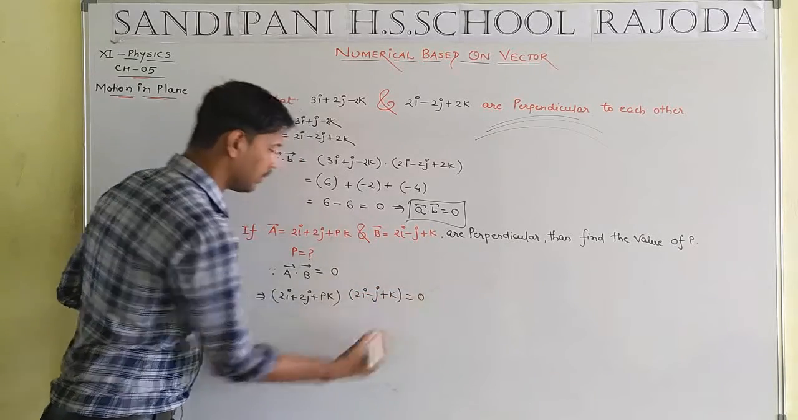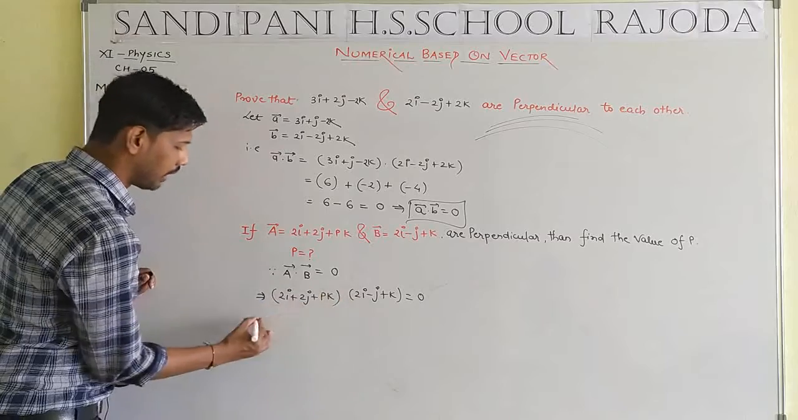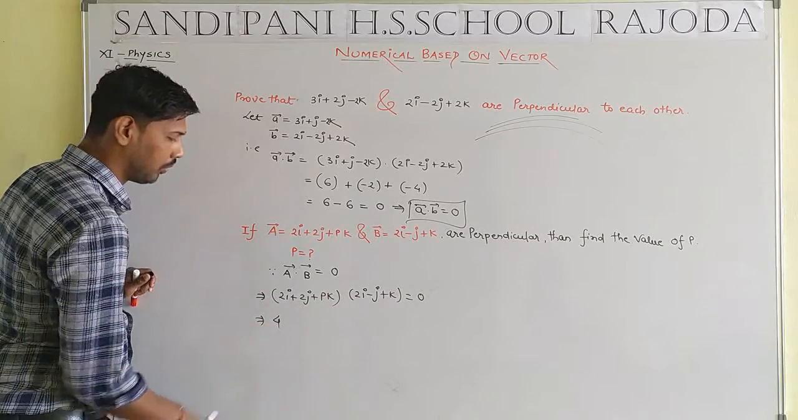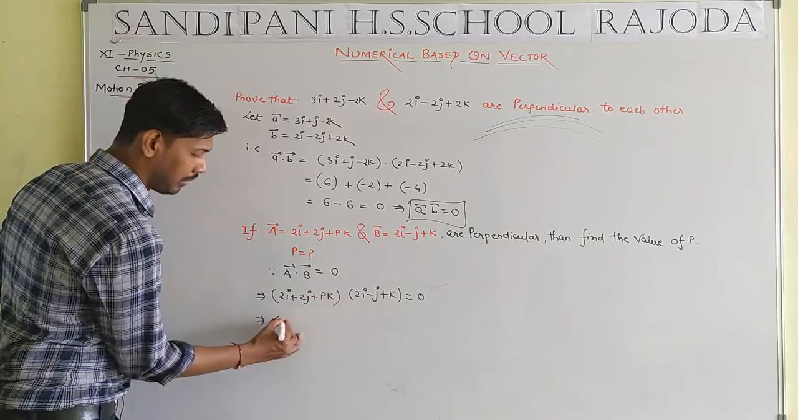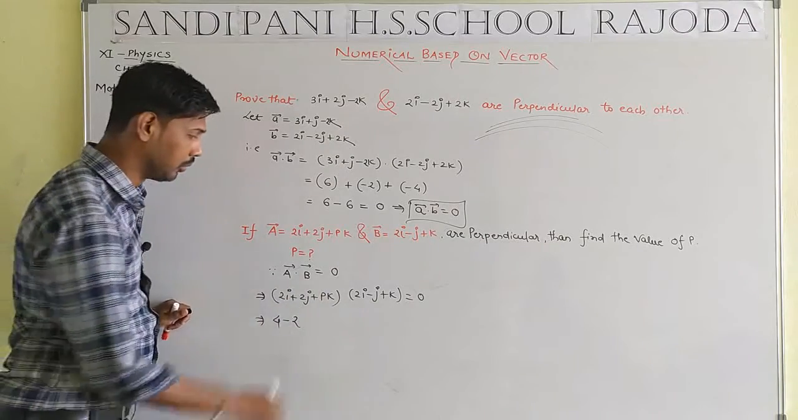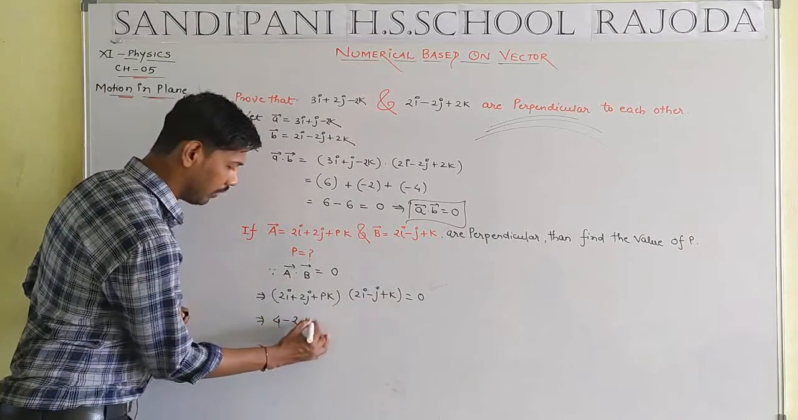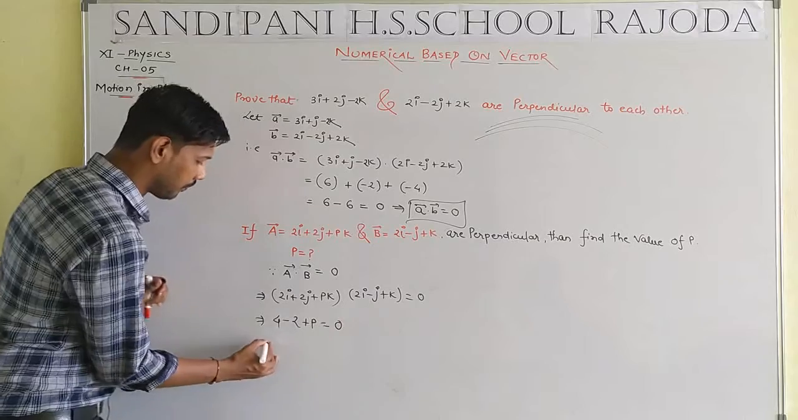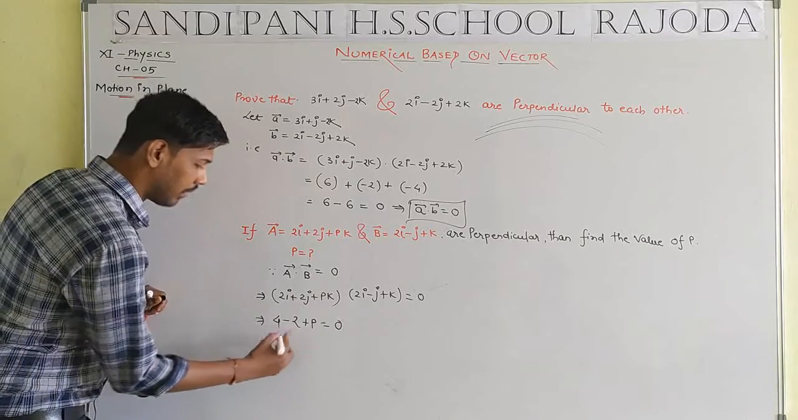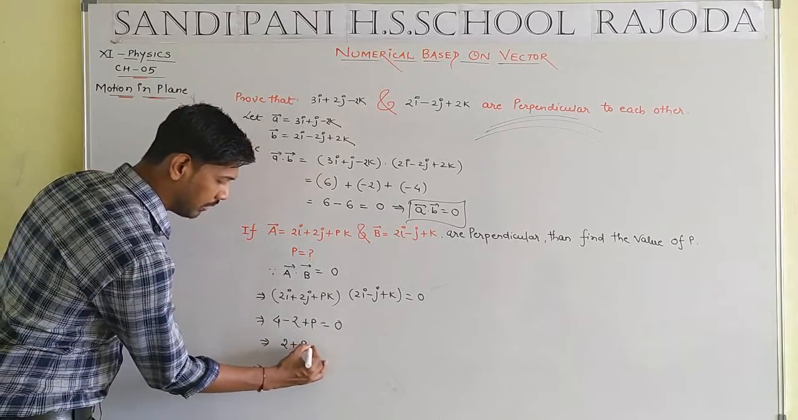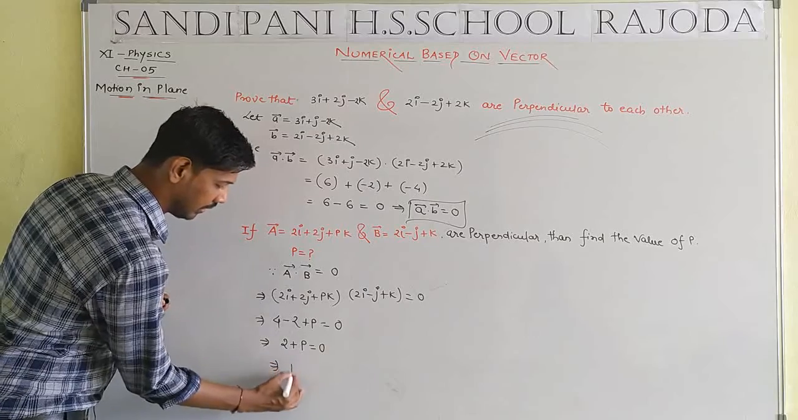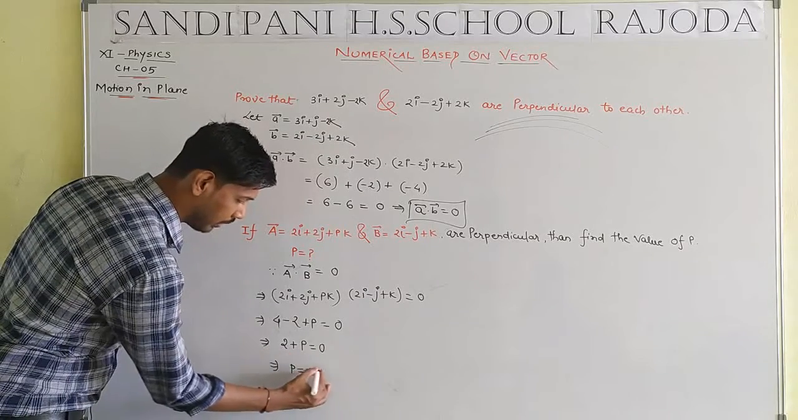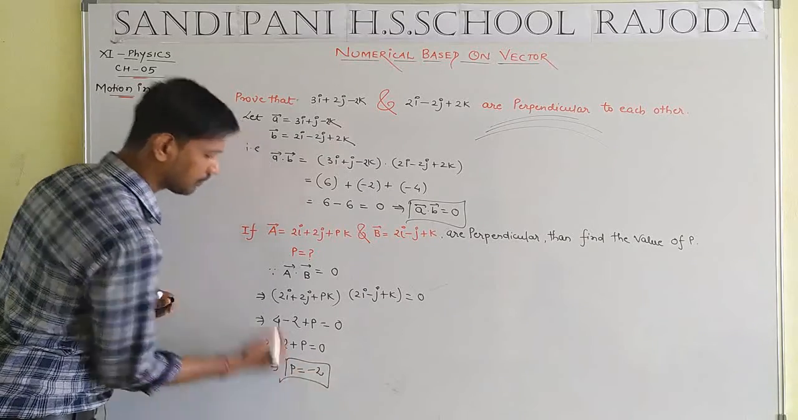Capital A, that means 2i plus 2j plus pk, and capital B will be equal to 2i minus j plus k. Student, i will be multiplied by i, then we get positive 4. j will be multiplied by j, then we get negative 2. p into 1 will be equal to p, equal to 0. Plus minus minus 2 plus p will be equal to 0, such that we get the value of p as minus 2.